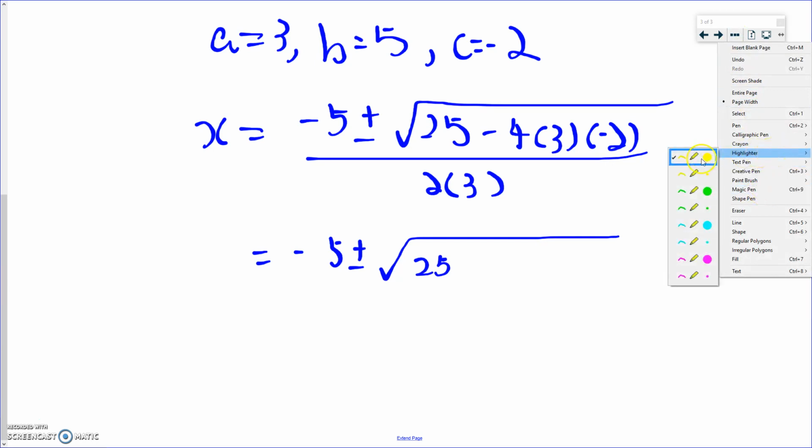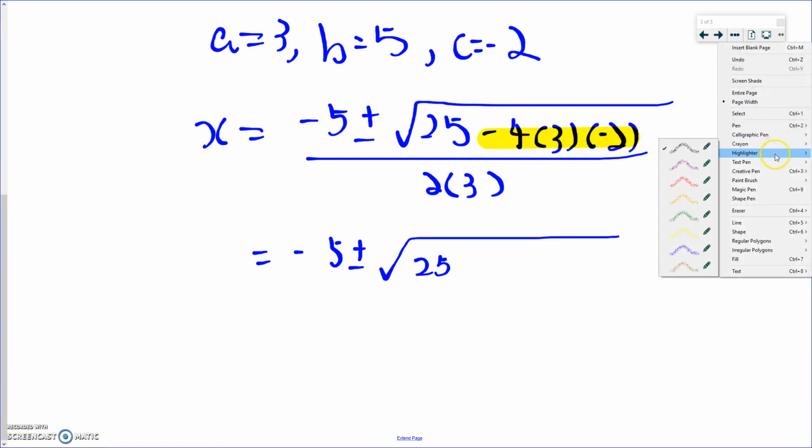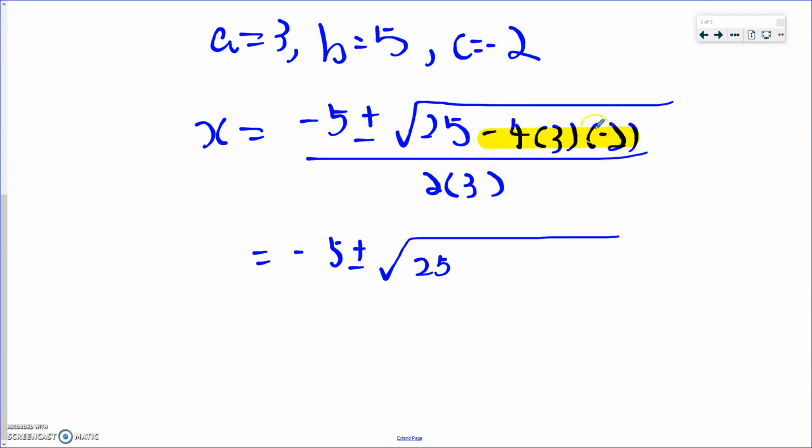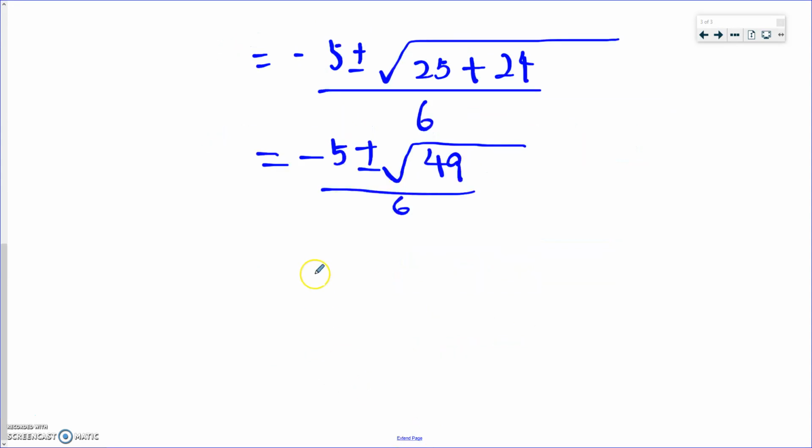Let's find the highlighter. Let's do the yellow. This bit, you have to be careful because you do have negative 4 times 3 times negative 2. So negative 4, negative 2 is going to be a positive number. Two negatives is going to be positive. So after that, it's just 4 times 3 times 2, which is 12 times 2, 24. 2 times 3 is 6. I think this is going to be very nice. It's going to be negative 5 plus or minus 49 divided by 6. And then it's going to break into 2 parts.